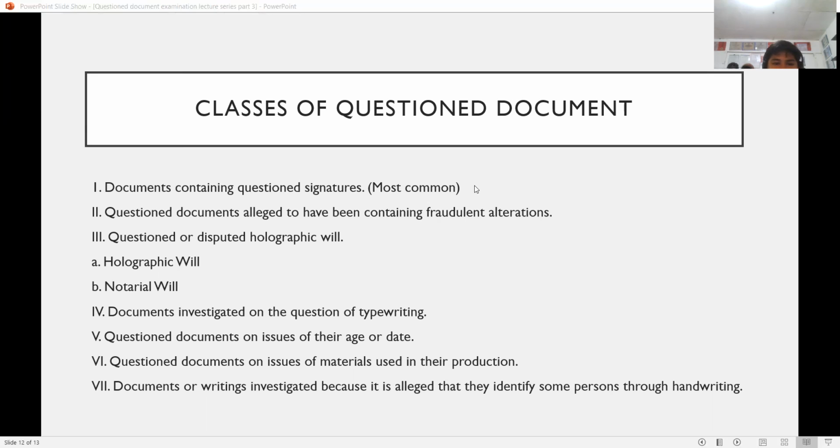So, examples of documents containing questioned signatures. You have notes, okay? Clearances, excuse letters, TOR, signature drafts, orders, memorandum orders, contracts, of course, deed of sales, then wills, and even checks, okay, where the signature is under suspicion.